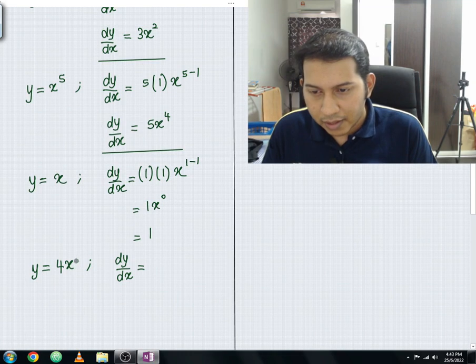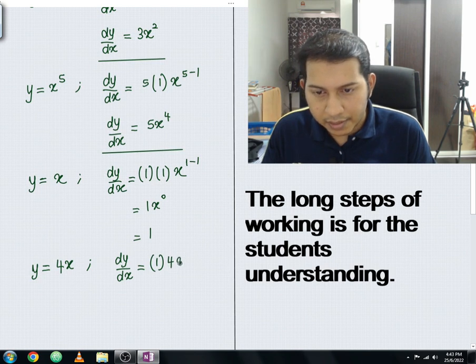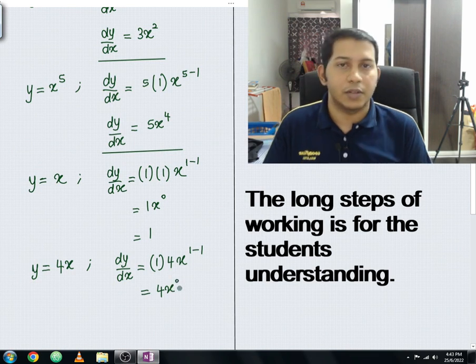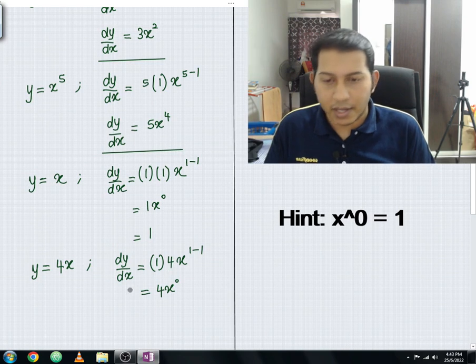So 1 times 4, and then x to the power of 1 minus 1. 1 times 4 you get 4. So x to the power of 1 minus 1 you get x to the power of 0. So x to the power of 0 is 1. So 4 times 1 is 4.